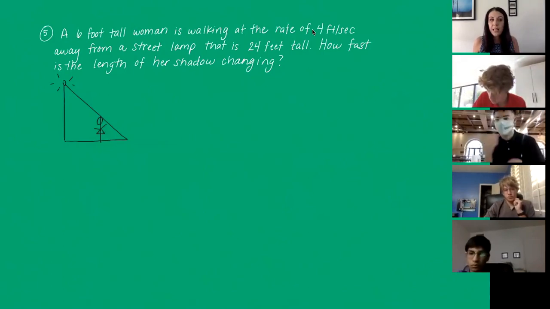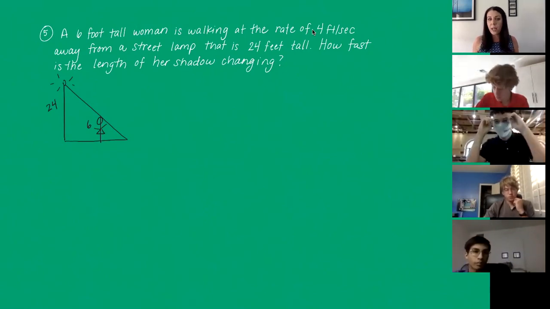Now the woman is 6 feet tall. That's not changing. She's a tall lady. I'm a tall lady. That happens. Okay, we've got a street lamp that's 24 feet tall. That's also not changing. Those both are constants. So I'm going to put that into my picture right away because neither of those things are changing.